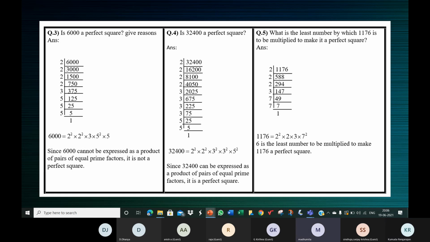Ma'am, I finished the second question. Yeah, very good. So as Sanjay just said, 21,175 is equal to 5 square into 7 into 11 square. Since this number cannot be expressed as a product of pairs of equal factors, because the prime factor 7 does not have a pair, it is not a perfect square. So the number 21,175 is not a perfect square.